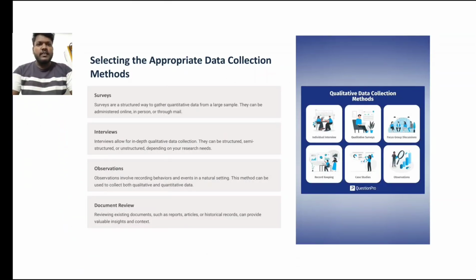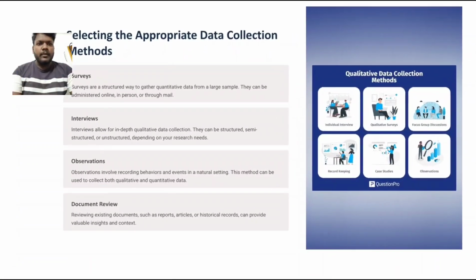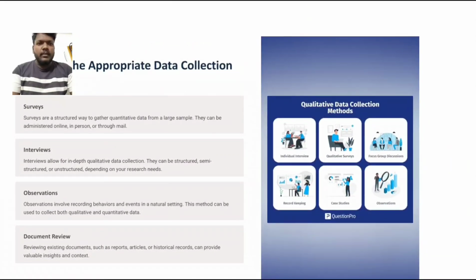And next is selecting the approach, the data collection methods. First is survey. Survey is a structured way to gather quantitative data from a large sample that can be administered online, in person, or through mail. And next is interviews. Interviews allow for in-depth qualitative data collection that can be structured, semi-structured or unstructured depending on your research needs.